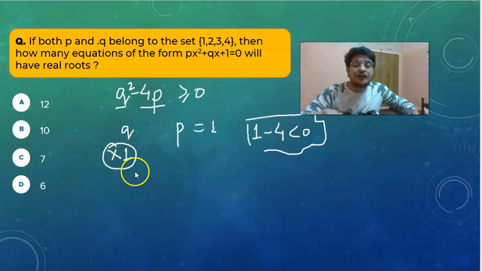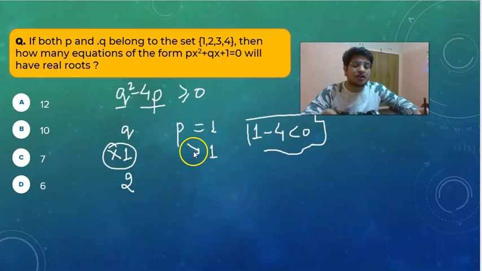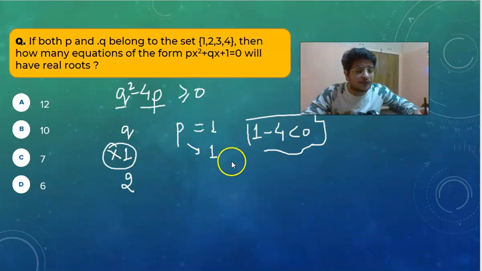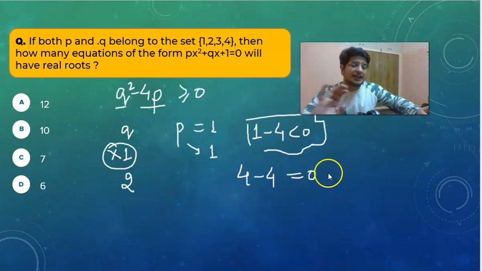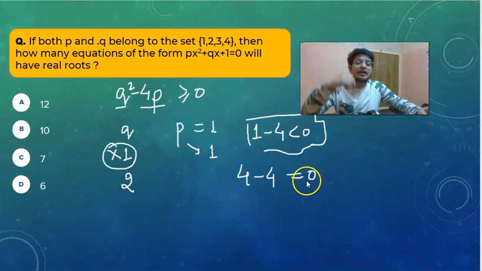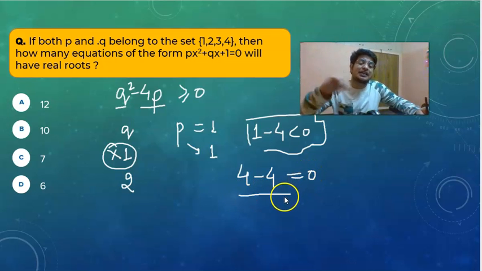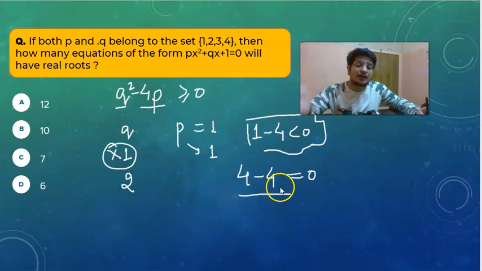So now we will go with option 2, which is q taken as 2. If I'm taking q as 2, I can take p as 1 because 4p will give you 4, and 2 2s are 4, will give you 4 minus 4, which is equal to 0. So we can take this. Why am I taking this one? It will have real roots, which means that it must be greater than or equal to 0. So we can take this one.